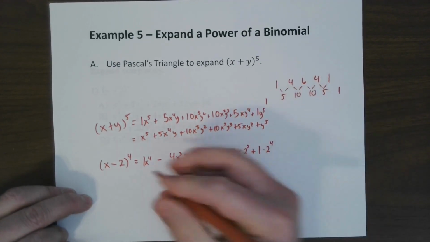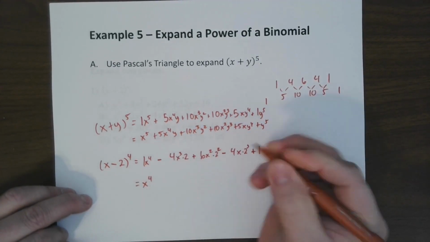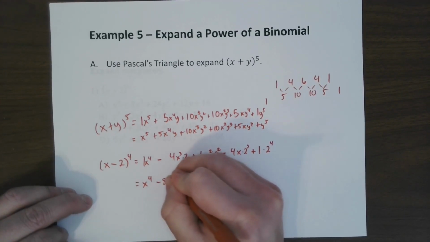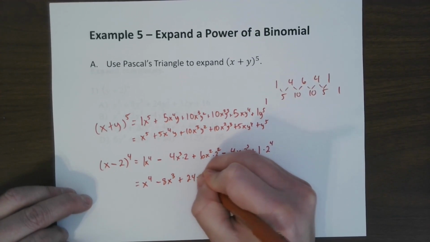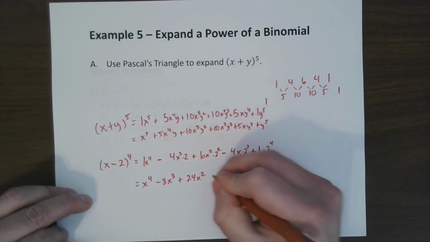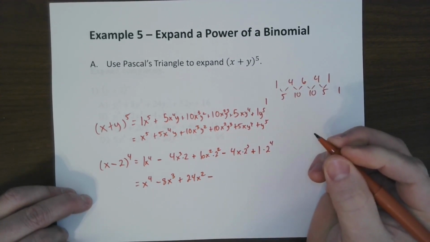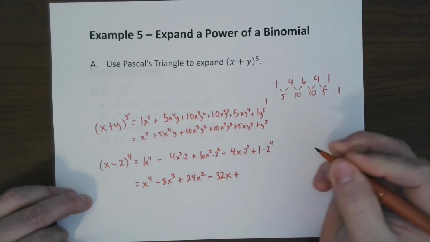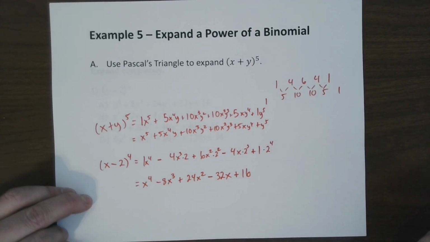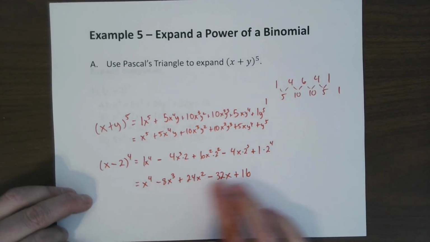And then from there, we can clean that up. So this would be x4 minus 8x cubed plus 24x squared minus 32x plus 16. And that's how you go about doing this.